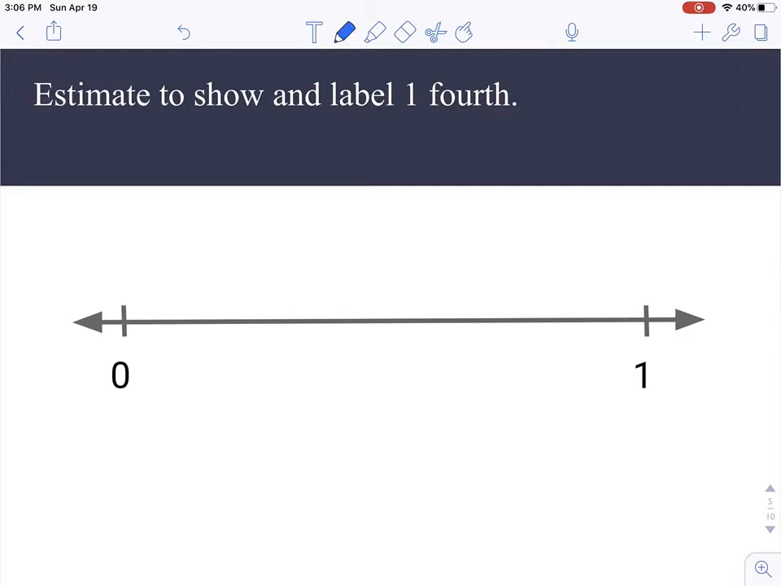Now I'm looking at 1/4. That means I'm splitting up my number line into fourths, but I have to think about how many lines I'm going to do. If I'm doing fourths, I need 4 sections. That means I'm going to put 3 lines. I'm going to kind of estimate 1, 2, 3. And you can kind of see it's a little uneven, but I'm trying my best here.